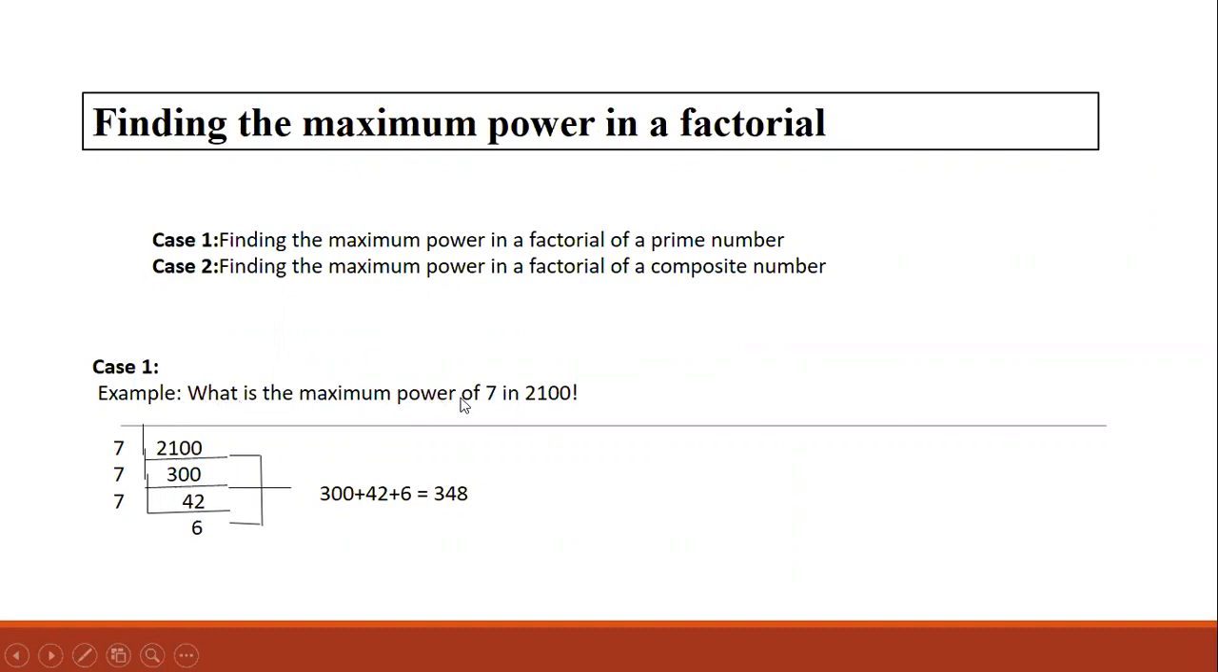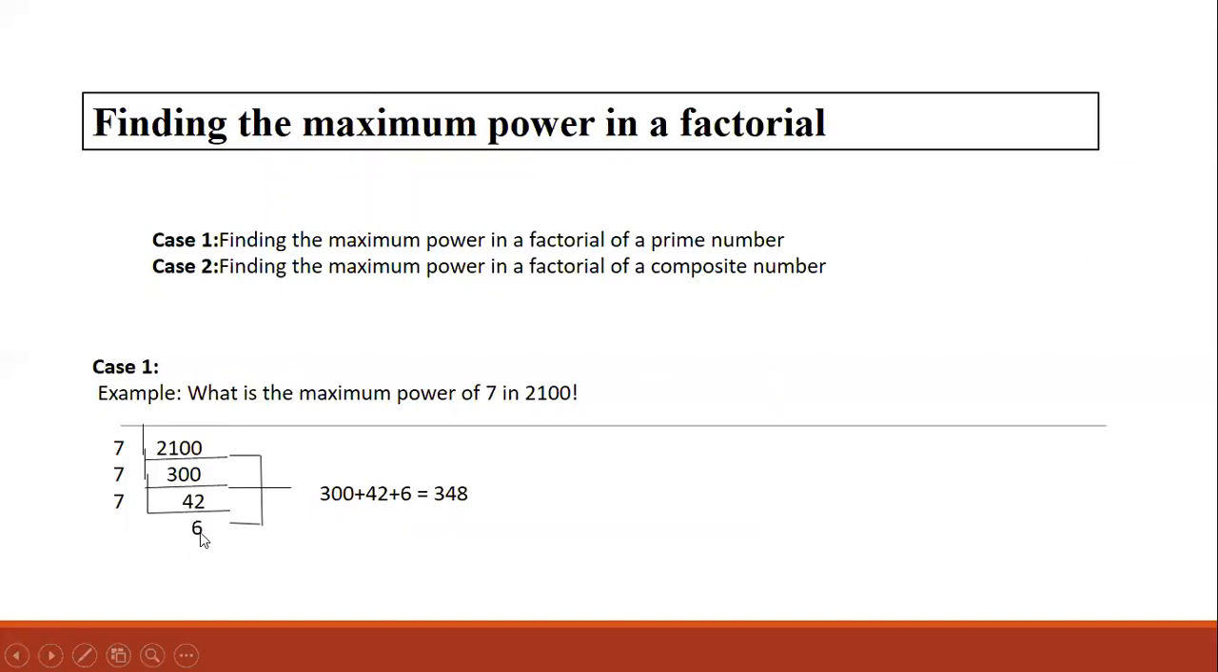What is the maximum power of 7 in 2100 factorial? In order to solve this problem, we need to divide 2100 continuously by only 7. So 2100 divided by 7 gives 300. Now again this 300 has to be divided by 7. 300 divided by 7: 4 sevens are 28, so 2 is the remainder, and 20 means 7 twos are 14, so we get 42. Now again this 42 is larger than 7, so it has to be divided by 7. 42 divided by 7 gives a quotient of 6. Further, you cannot divide this by 7.